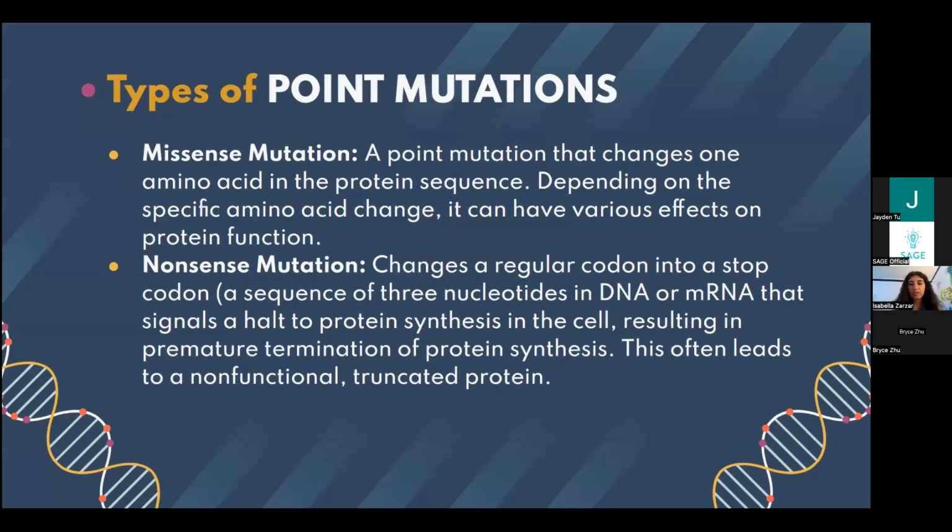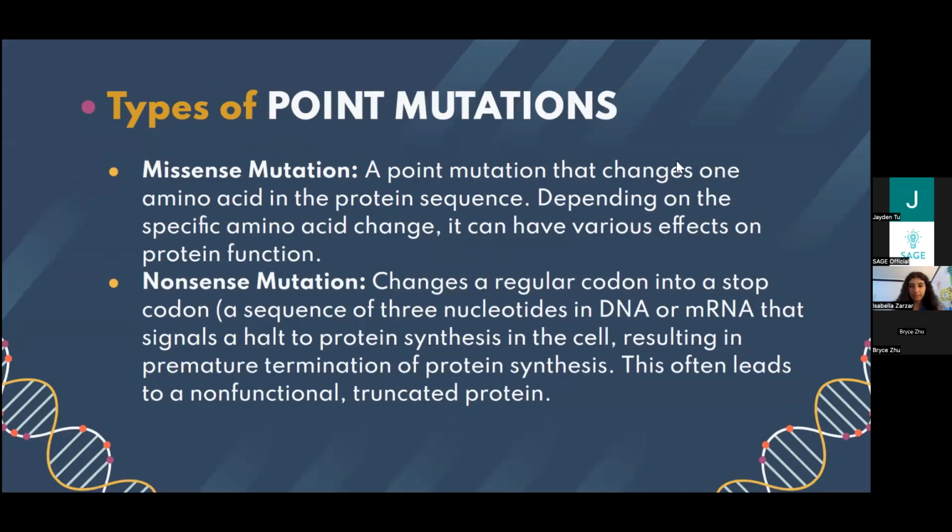It changes a regular codon into a stop codon. So a codon is basically a sequence of three nucleotides in DNA or mRNA. We haven't really gone over mRNA yet, but all you have to know is it's a sequence of three nucleotides in DNA. And when we have a stop codon, it's basically a codon that signals for the protein synthesis in the cell to stop.